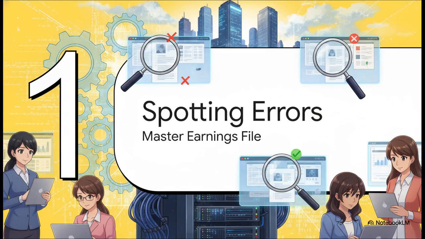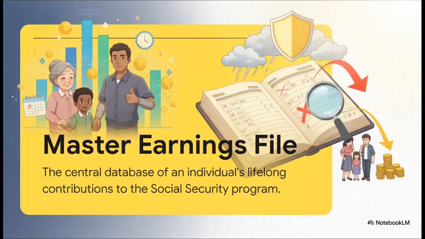All right, Section 1, Spotting Earnings Record Errors and the Master Earnings File. To spot an error, you first have to know where it lives. Everything in the Social Security system essentially hinges on one massive, central database maintained by the government. It's called the Master Earnings File, or the MEF. You can think of it as the definitive record of your lifelong contributions to the program. Every single dollar of covered wages and self-employment income you've ever reported is supposed to be parked right here.